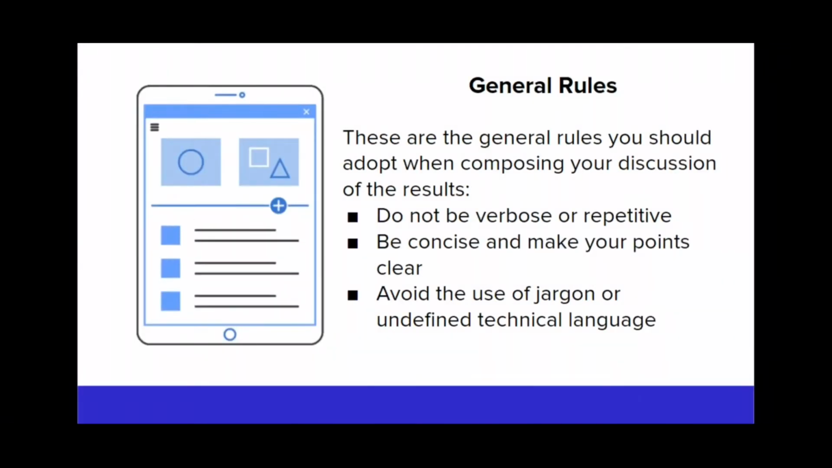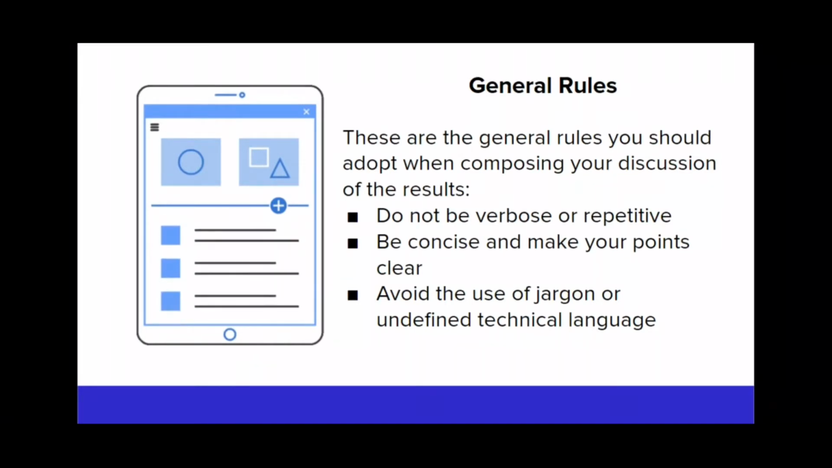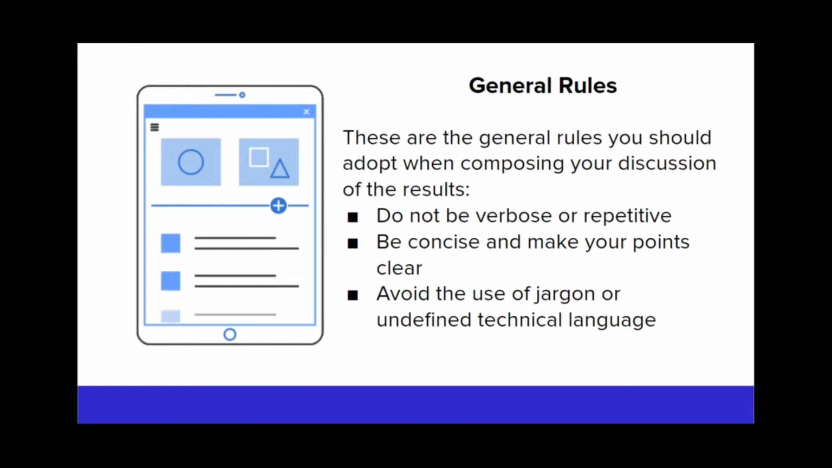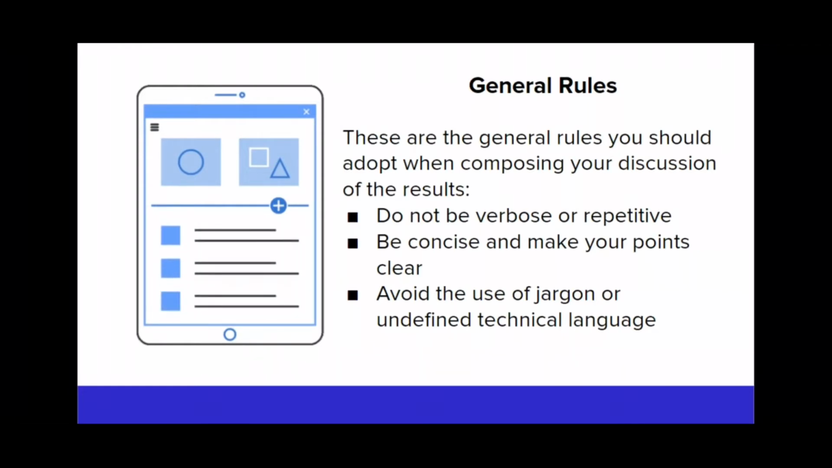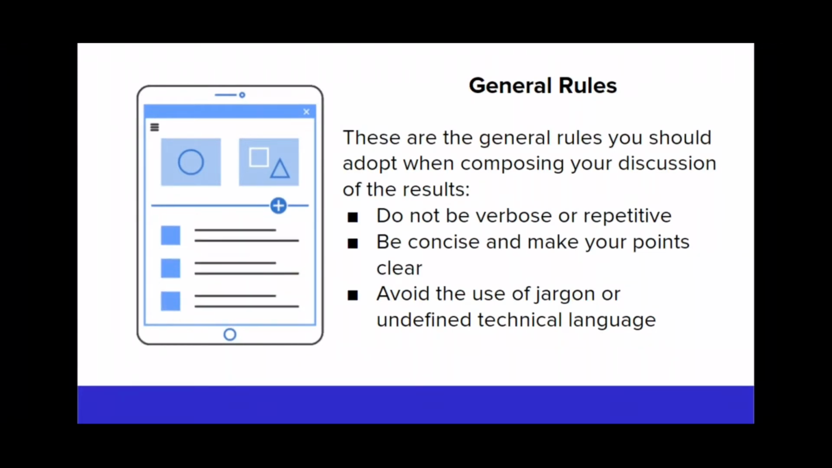Now let's go to the general rules. These are the general rules you should adopt when composing your discussion of the results. First, do not be verbose or repetitive. Be concise and make your points clear. The discussion section should be written in a focused manner, getting straight to answering the research question raised in the introduction section. Such a direct approach is likely to make a lasting impression on the minds of the readers, and avoid the use of jargon or undefined technical language.